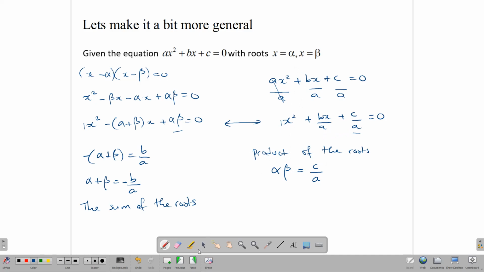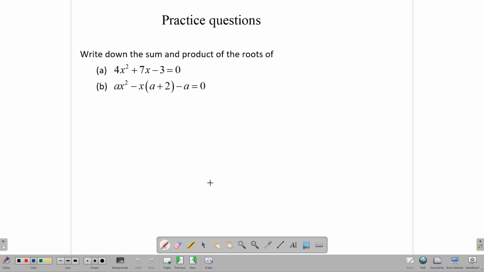Now we can use this to look at different things relating to quadratic equations. So let's look at some examples that you are likely to see. Here we have two equations. First one, a, we have 4x squared plus 7x minus 3 equals 0, and we want to write down the sum and the product of the roots.